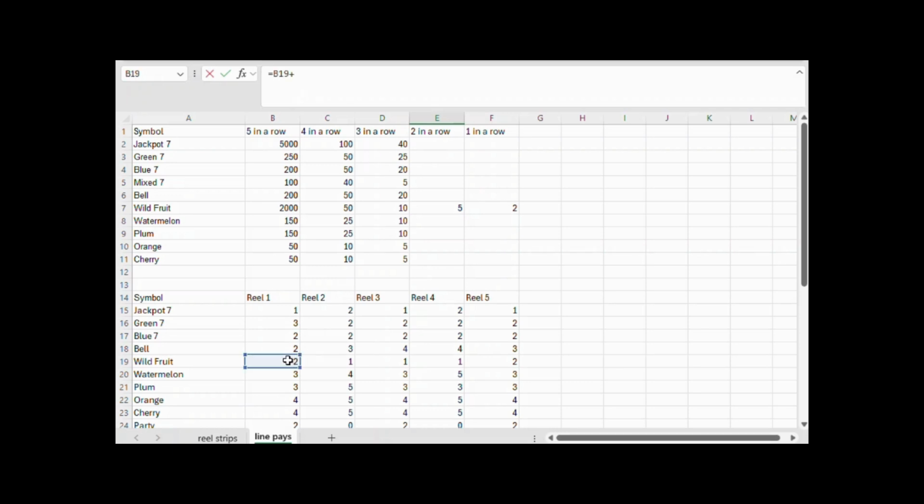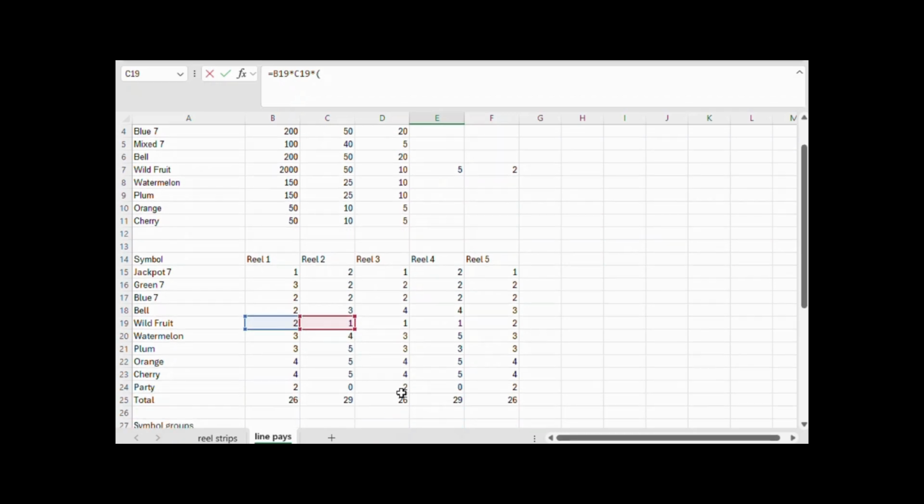2 times 1 for reels 1 and 2, times the number of ways you can get anything else on reel 3, times the number of ways you can get anything on reels 4 and 5.